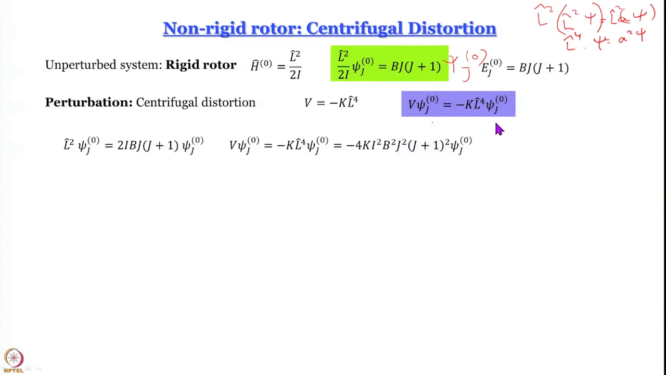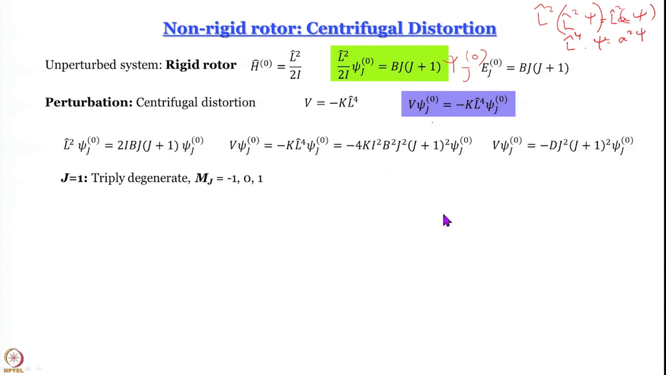Please do not square psi, the wave function, okay. You need to understand how the operation is done. I am sure you are clear with that, okay. So, this is what I get. This is the eigenvalue of this V operator. So, V operating on psi j zeroth gives me, in short, we will write minus d into j square into j plus 1 whole square psi j zeroth, where d is equal to 4 k I square b square.